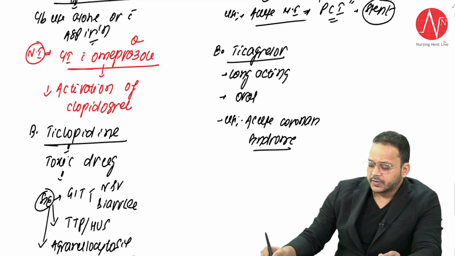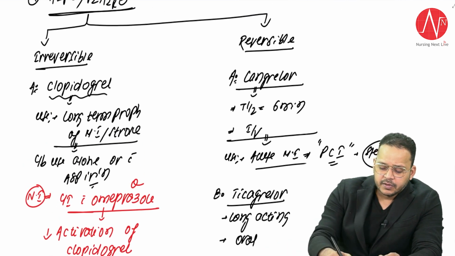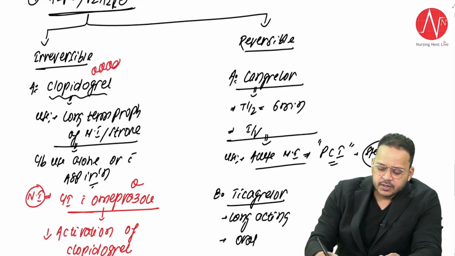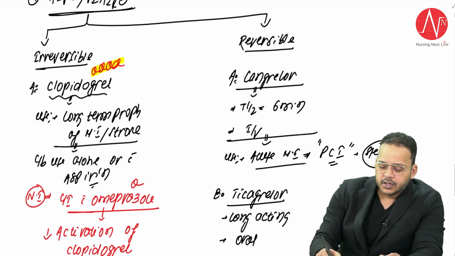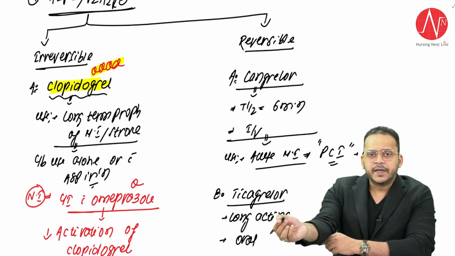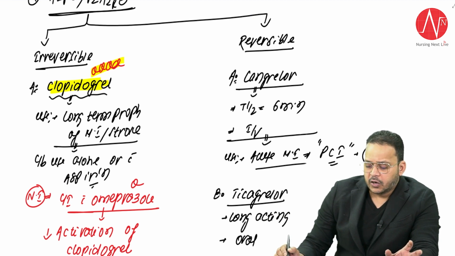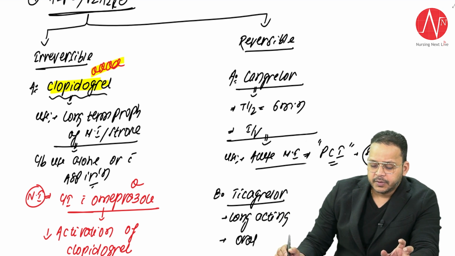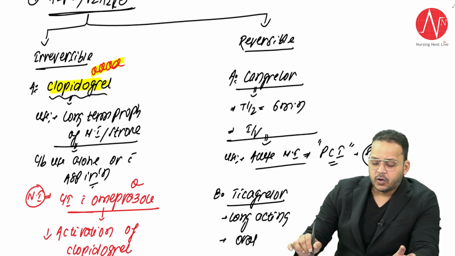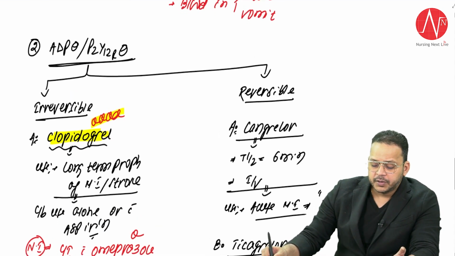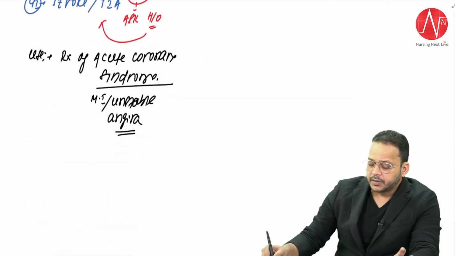It is also used. So guys, these are the drugs. And remember, for your nursing exams, there are lots of drugs here, but the single most important drug is clopidogrel. Clopidogrel is the single most important class of drug here out of all the drugs that we have, because it is most commonly used among all the ADP inhibitors or P2Y12 receptor inhibitors.